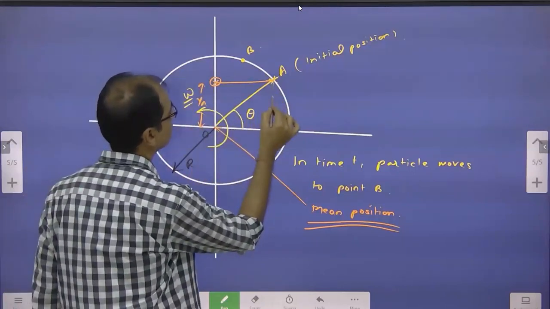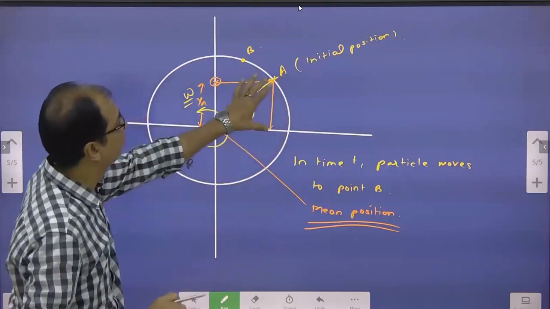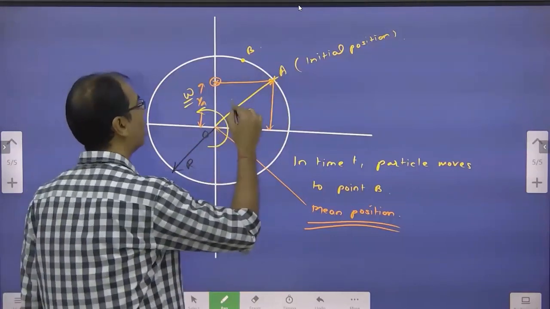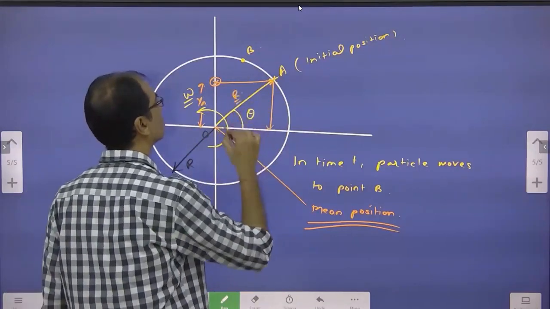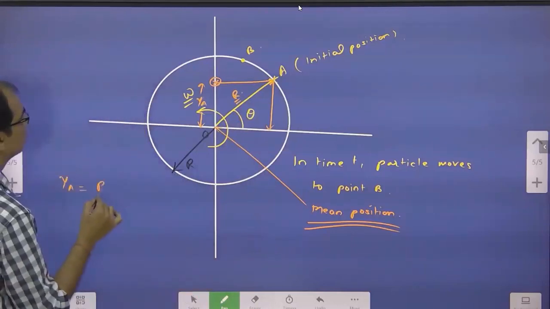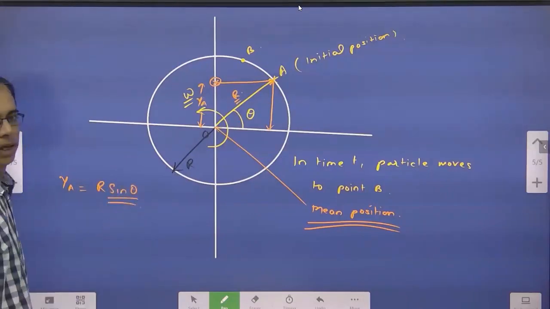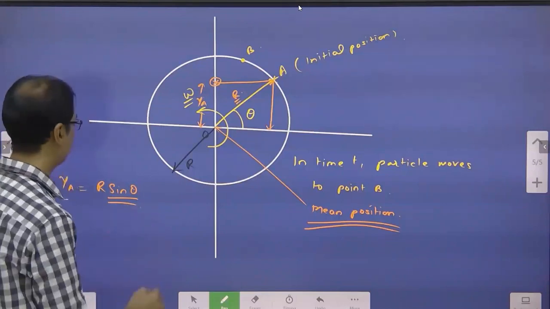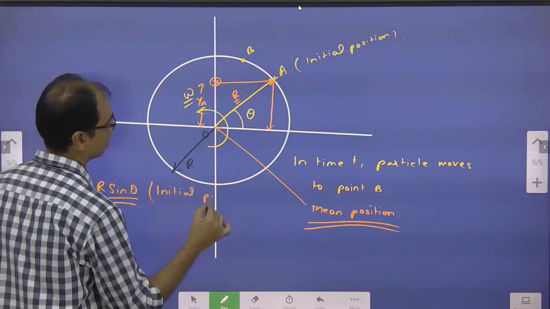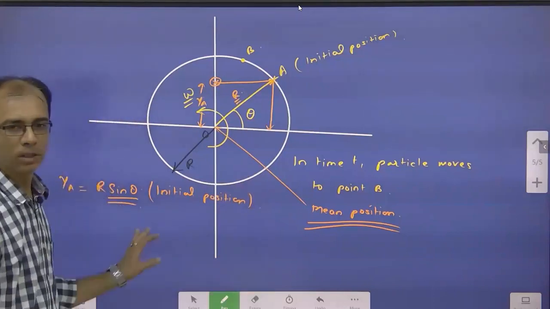Now see, this is YA, and this is equal to this. This is also Y only, at least magnitude wise. Whatever this is, it's the same as this. Now this is R. So I can say YA is basically R sine theta. YA is R sine theta, which is the initial position for our projection point.